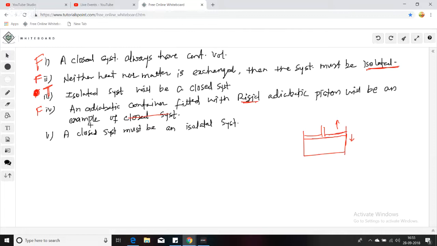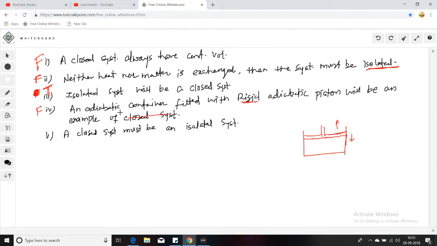See, isolated means what? No exchange of energy. What I told you here, system is closed, but if the piston is movable, then exchange of energy is possible, right? Isolated system. This is one of the conditions we have. The closed system, we have two types of closed system. One is when the piston is rigid, constant volume closed system. And when the piston is movable, where the volume is not constant, right? So when we are saying that an isolated system will be a closed system, it is correct, right?